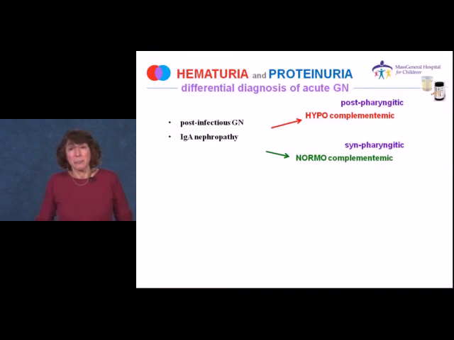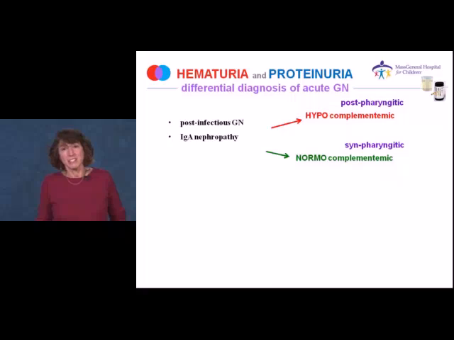Post-infectious GN is something where complement levels are low, hypocomplementemic, and it's complement C3. IgA nephropathy is a GN where complement levels are normal, is normocomplementemic. And this is the main blood test that's going to help you decide which one is which in the presence of hematuria and proteinuria if you're playing the odds. The other part of your history is going to help you sort out which one is which.